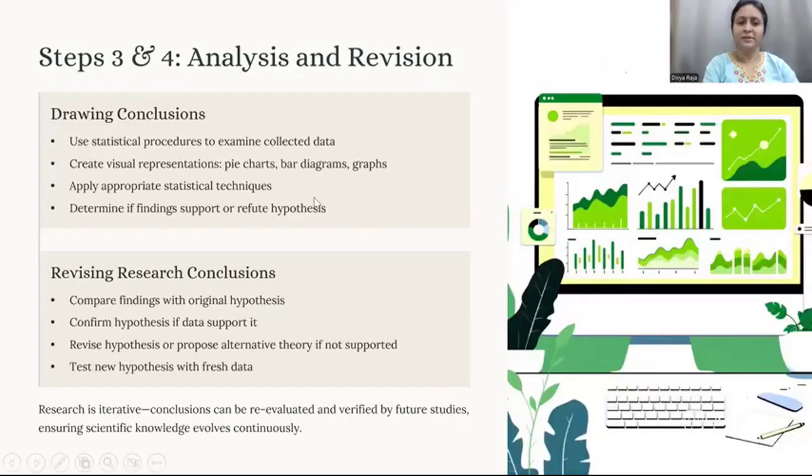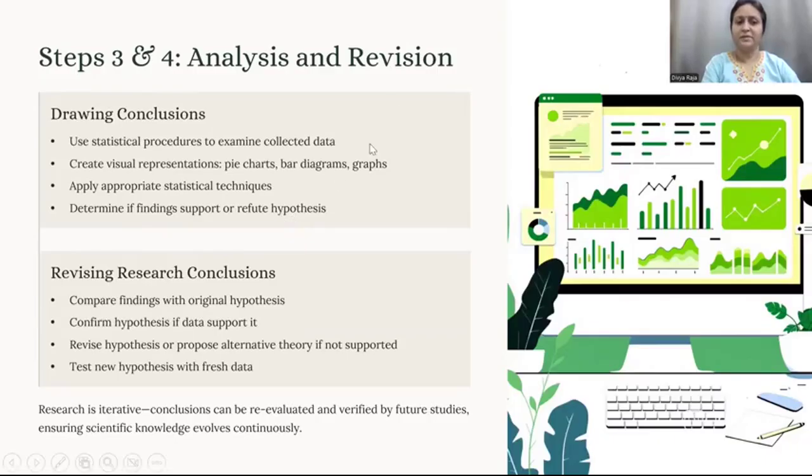Then the third step is drawing conclusions from my data. So I will use statistical procedures to examine my collected data. Then to make it easy to interpret, I will make it visual by using pie charts, bar diagrams, and so on. I have to apply appropriate statistical techniques to reach my result, and I have to determine if my result will support my hypothesis or not.